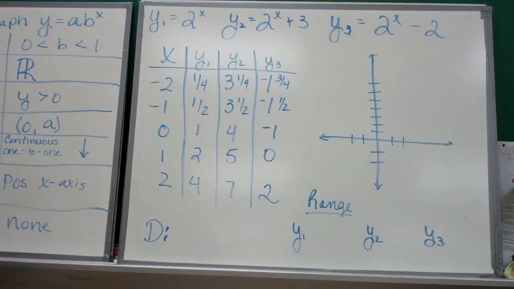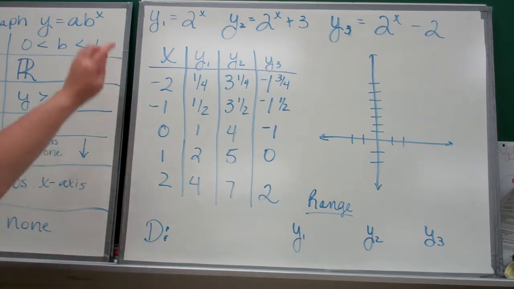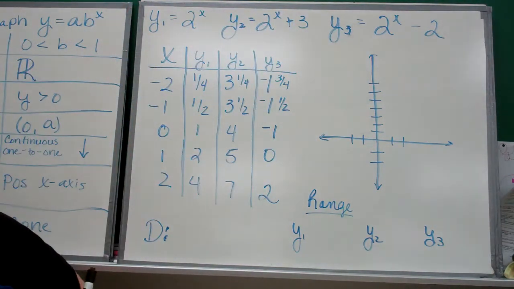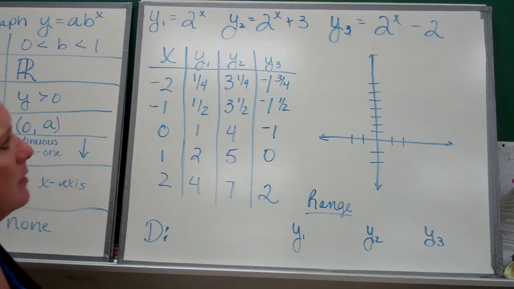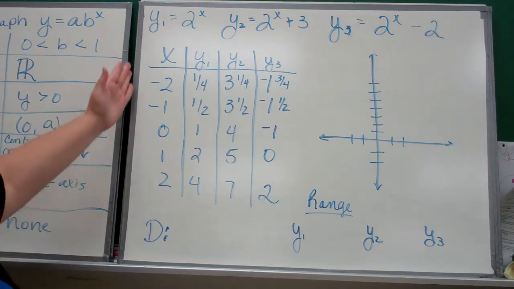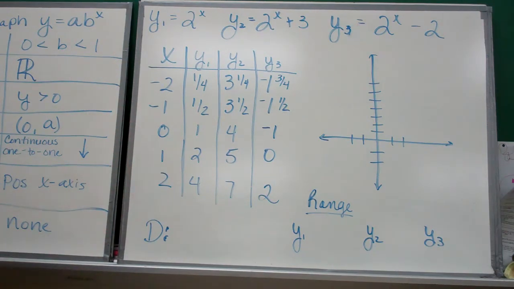Alright, graphing. Here are 3 equations. We've got y1, y2, and y3. I'm going to graph them all on the same set of axes. I've actually got the points already done here for us. X is negative 2, negative 1, 0, 1, 2.